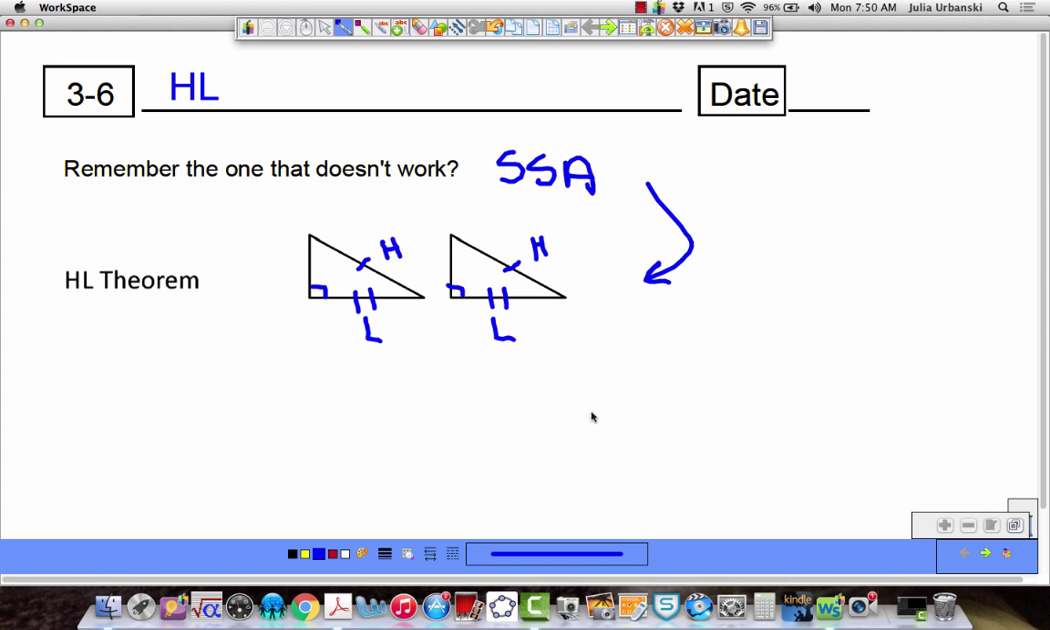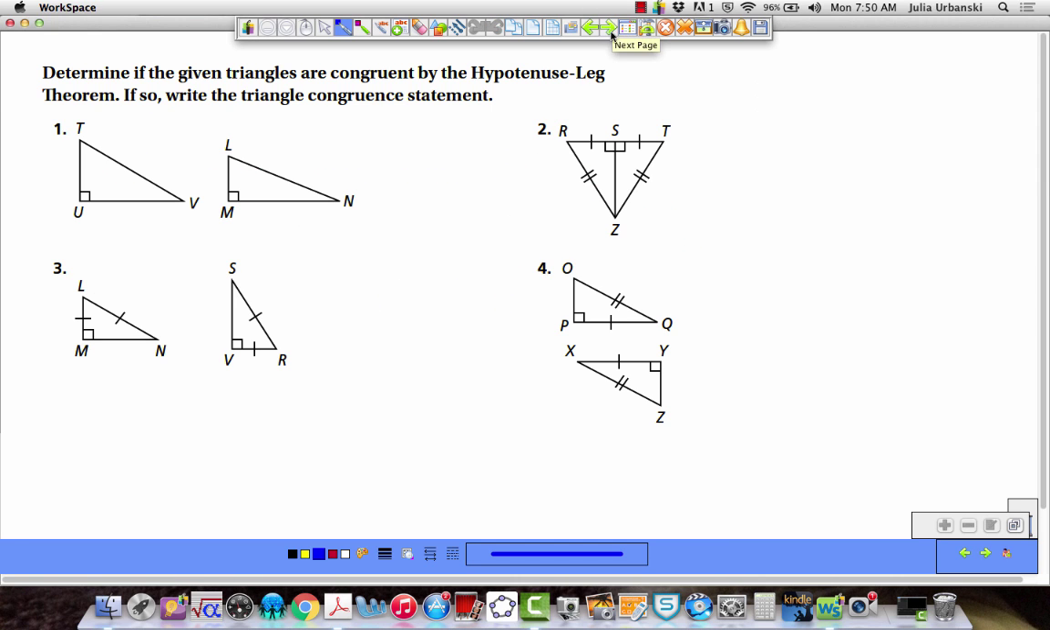And tell me with your own words, what is going to make it special? What's going to make it work? What's there? The right angle, yep. The right angle is the only time that angle side side can work. All right, so let's look at a few examples of these. And you guys are going to get some practicing in on the iPads today.